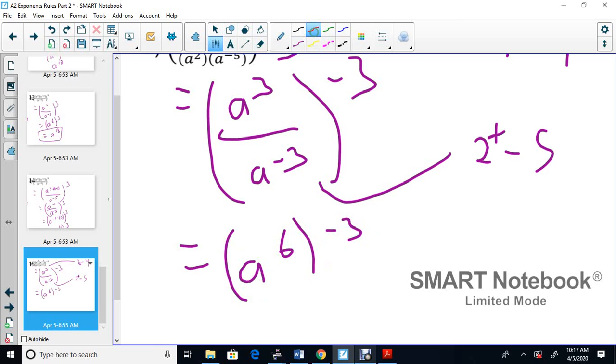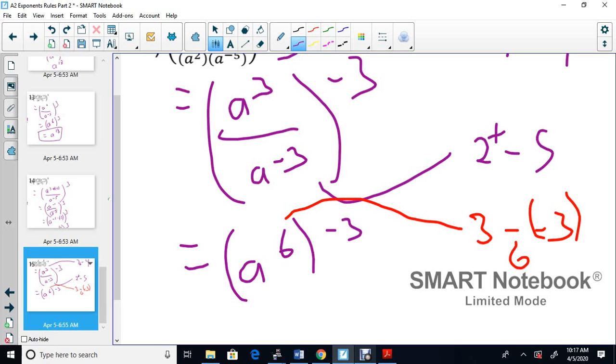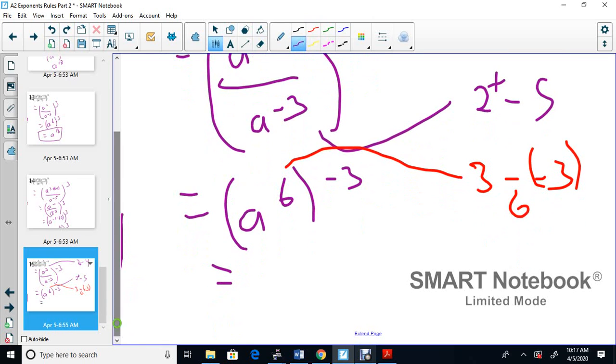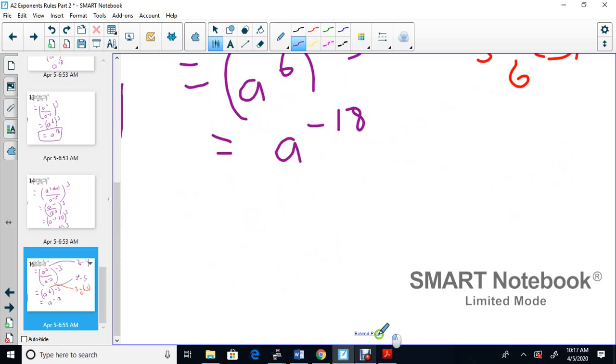So how did I get that 6? In this particular case, I did 3 subtract -3. If you put that on the calculator, you get 6. Okay, let's go back now. Now you multiply. 6 times -3, so you get a to the -18.